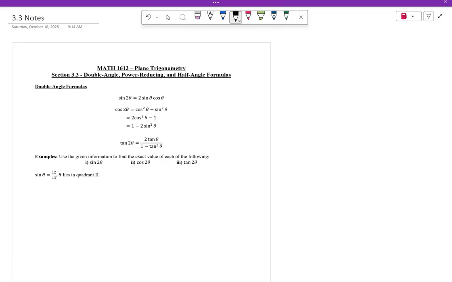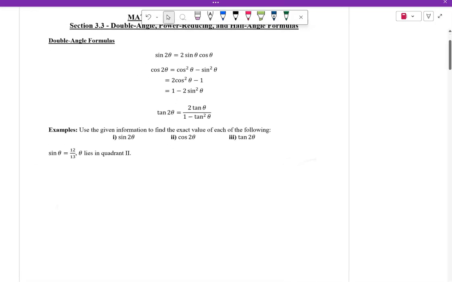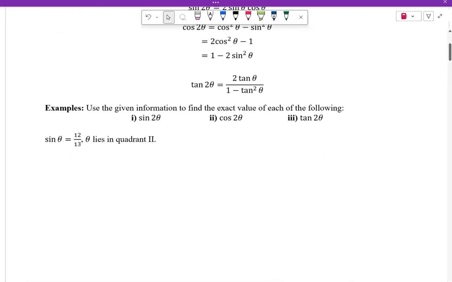So as you can see, we have one for sine. We got three different ones we can use for cosine. And then we have one for tangent. So in this first example, we're going to use the information given to us, and then we're going to find the double angle for sine, cosine, tangent. So first thing I want to do is look and see what we have going on here.